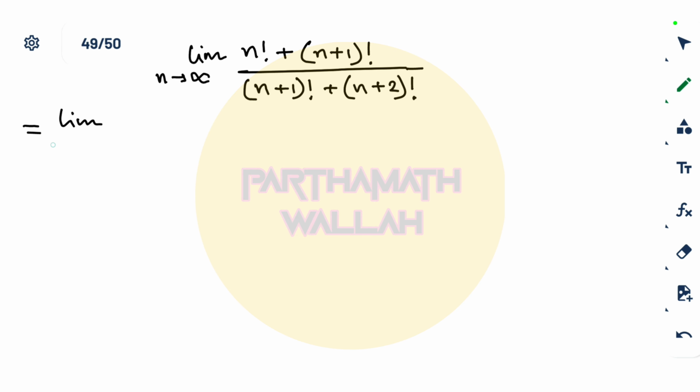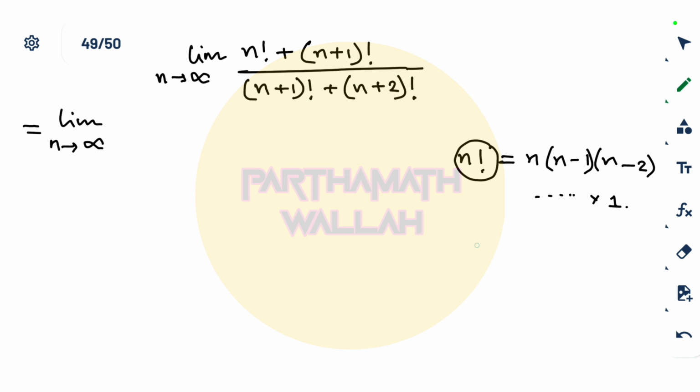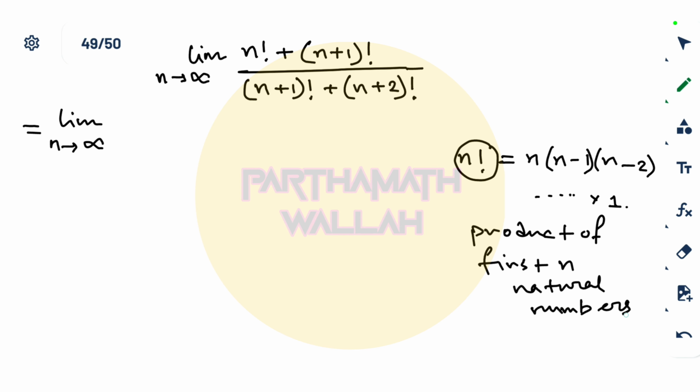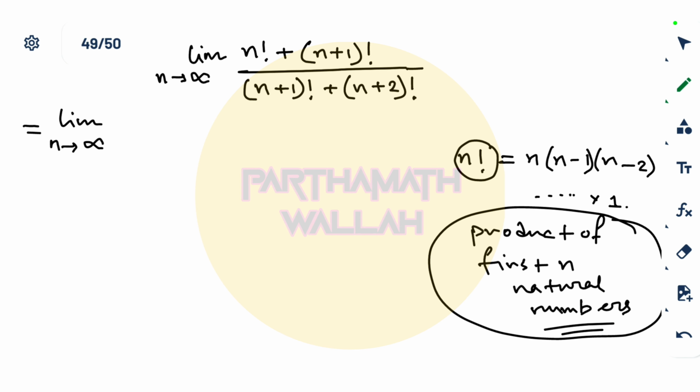First of all, I need to remind you about the factorial properties. If we are asked about n factorial, then it is n into n minus 1 into n minus 2 and so on up to 1. So easily we can express n factorial as the product of the first n natural numbers. Write it down. This is a very effective and obviously the shortest explanation of factorial.